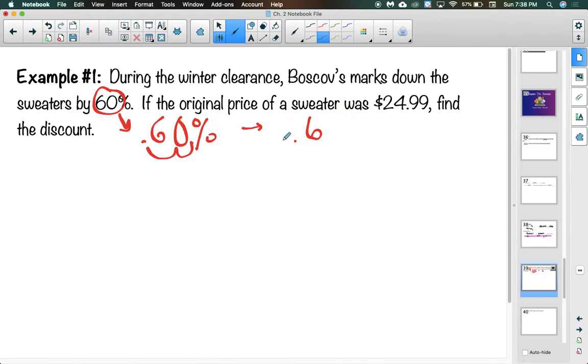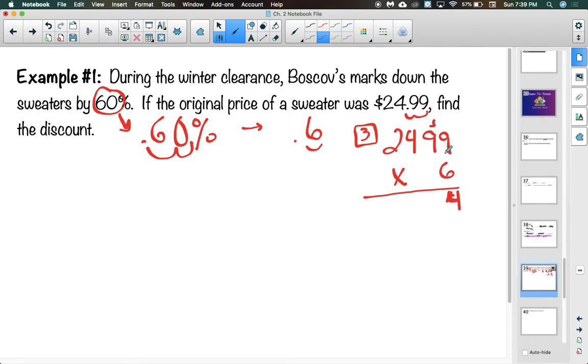Now we'll take 0.6 times $24.99. Okay, so there's 1 decimal after the 0.6. There's 2 decimals after the $24.99. So 1 plus 2 is 3. If you choose to leave the 0 here, instead of what I did, now you're going to have a 60 here, and that means you're going to have an extra decimal in the box. 6 times 9 is 54.